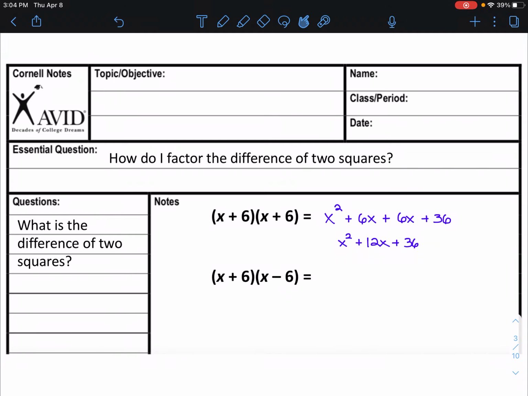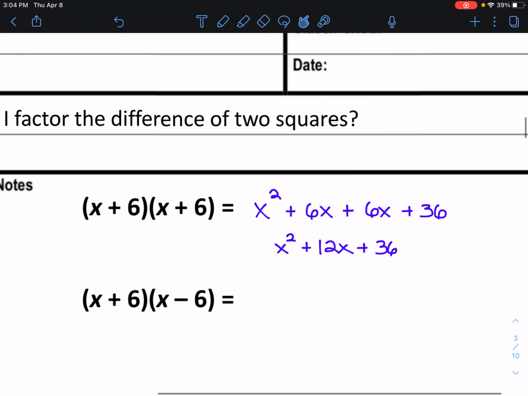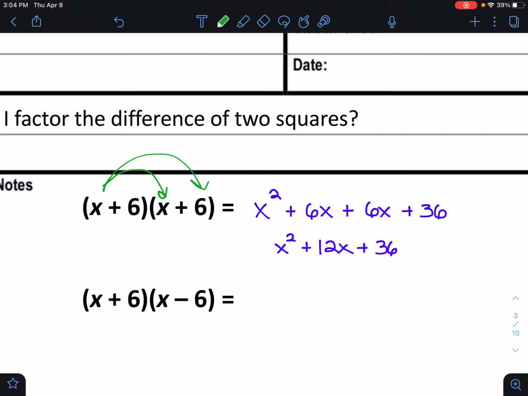Well, as you might recall from distribution, when we have two binomials, x plus 6 times x plus 6, we would distribute, right? We'd get x times x is x squared. Then x times 6 is 6x. And then 6 times x is 6x. And then 6 times 6 is 36. And then we would combine like terms. So these two terms in the middle, 6x plus 6x, combine to be 12x. So we'd end up with x squared plus 12x plus 36.